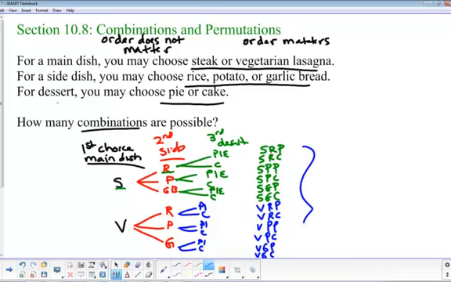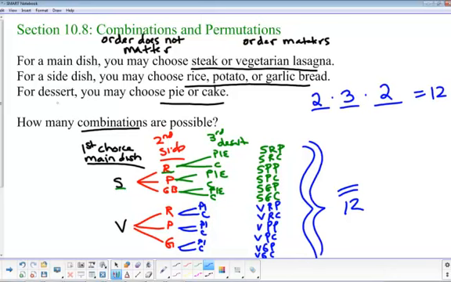So my total options here are 1, 2, 3, 4, 5, 6, 12. I can also get that number by thinking about, I have 3 different choices. The first choice, I have 2 options, steak or vegetarian. The second choice, I have 3 options, rice, potatoes, or garlic bread. And the third choice, I have 2 options again, pie or cake. 2 times 3 times 2 is also 12. This gives me a detailed list right here of all of my options. So if I do have to do probability, I can look at the exact options.